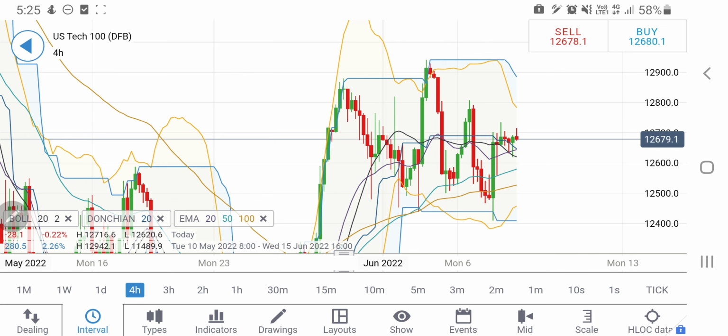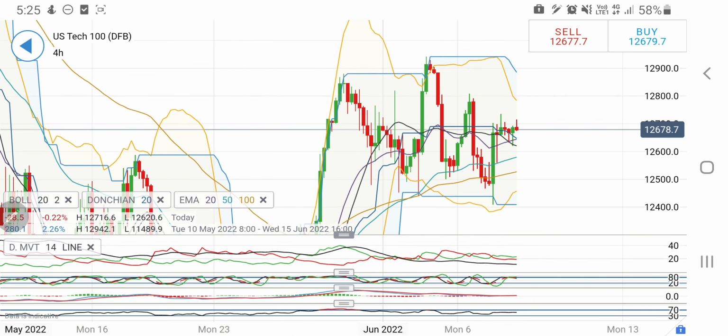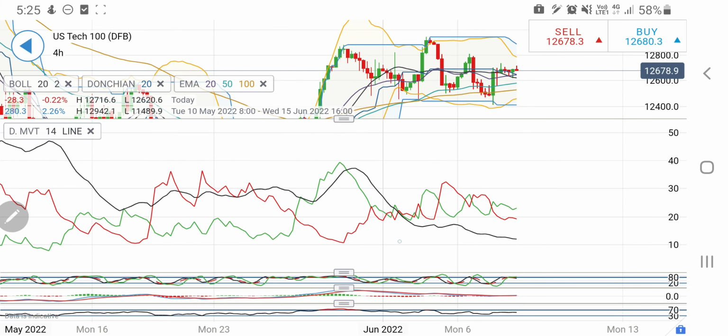So possibly beyond 12820, definitely we have to remain long, and yes, for the day you can go long at 12720. That is very clear here.